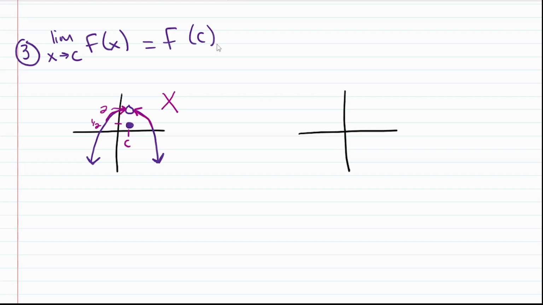Now, say we have the same little parabola sort of function, but there's no hole and there's no little dot to fill in. In this case, we're approaching the same value, if this is c, from the left and the right. So we have a limit, and if we plug in c, we get 2 for f of c. So in this case, our limit as x approaches c of f of x and f of c are the same value. So we're good to go.